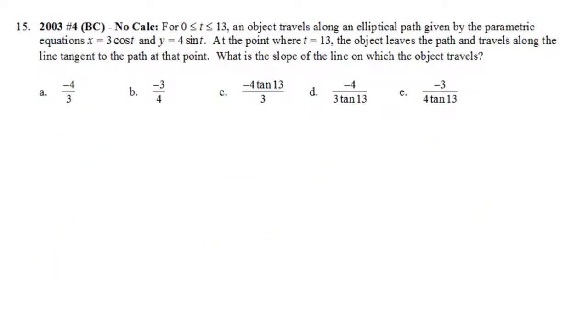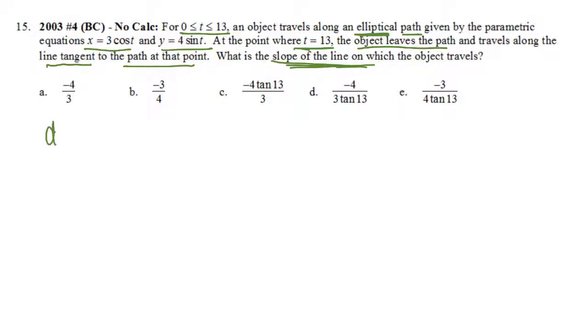Okay, so number 15, this is non-calculator. We have time from 0 to 13. Our object is traveling in an elliptical path. We have parametric equations. And we want to know at the point where t equals 13, the object leaves the path, traveling along a line tangent at that point. So it wants to know what is the slope of that line.